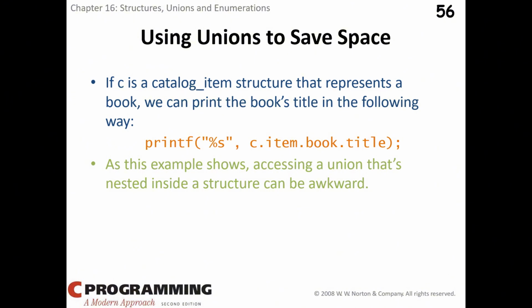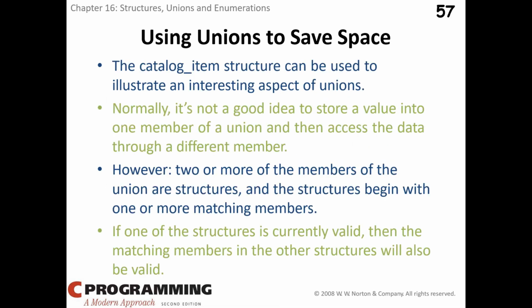This approach, while functional, can be deemed cumbersome. Accessing a union nested within a structure requires explicit specification of the union's member corresponding to the item type. And while nested unions offer space efficiency, they may introduce complexity in code, readability, and maintenance, especially when dealing with multiple item types within the same structure.